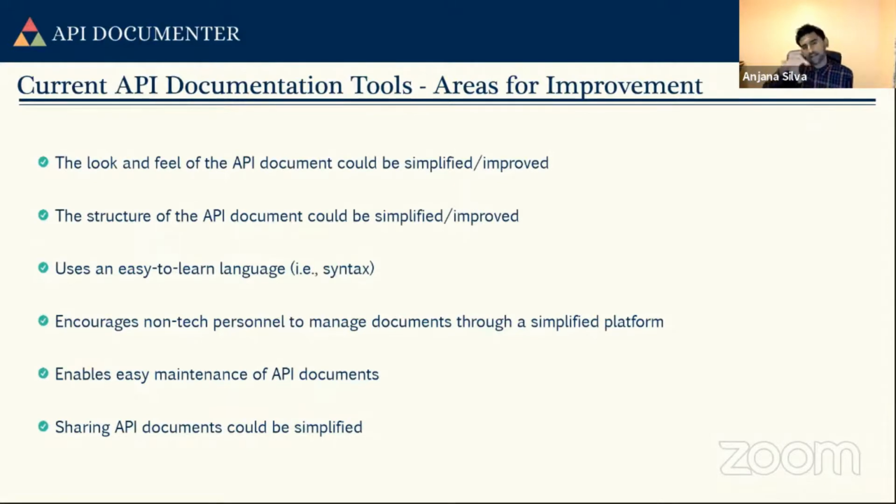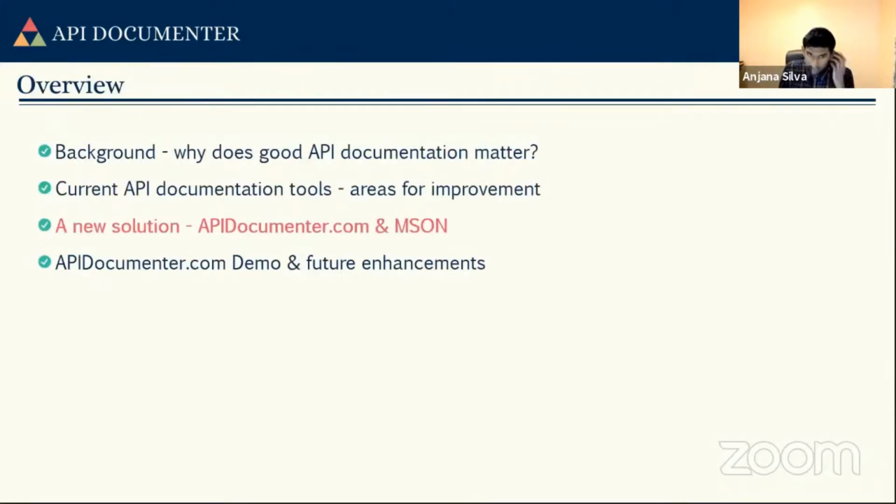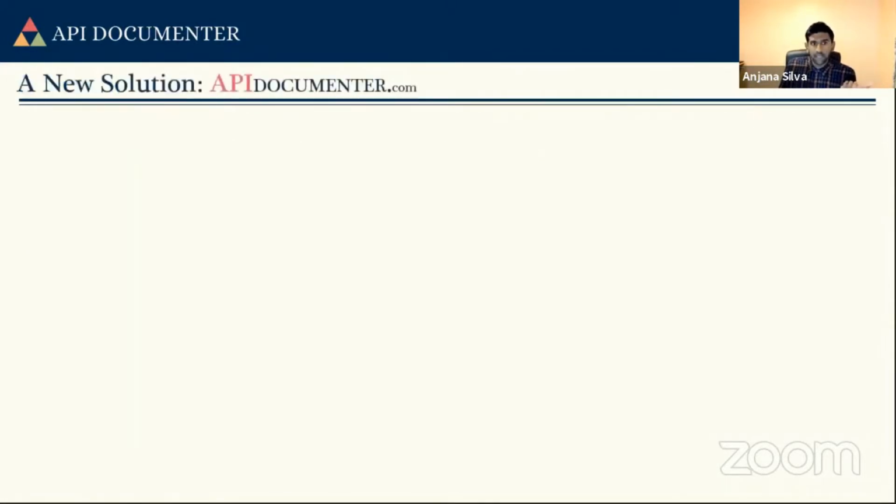So when I was going through these existing products, I thought these things could be improved, and why not merge the good stuff and build up my own tool, which ticks the boxes that I find lacking in the current products. So this leads me to move to the next slide, which is creating my own documentation tool, which is APIDocumenter.com. So what is APIDocumenter.com?